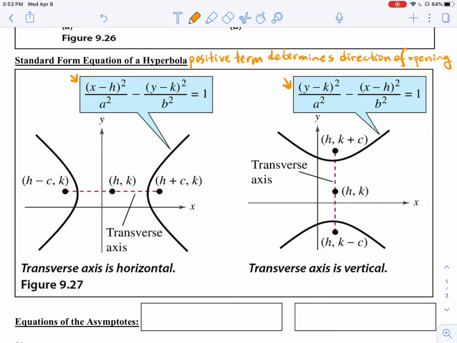Okay, so it's going to tell us whether or not our transverse axis is horizontal or vertical, thereby telling us which way our transverse axis is going to open and then which way our branches are going to open.